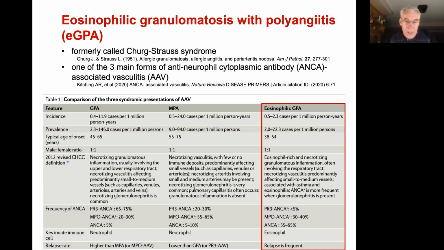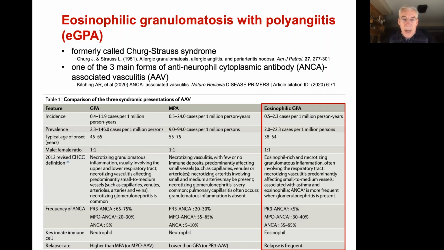So I mentioned the two ANCA antibodies, PR3 and MPO. In the two other forms, they are present in most patients. In the eosinophilic form, in fact, they are present in less than half of the patients, which most likely is due to the presence of other types of autoantibodies that maybe have more selectivity for eosinophils.